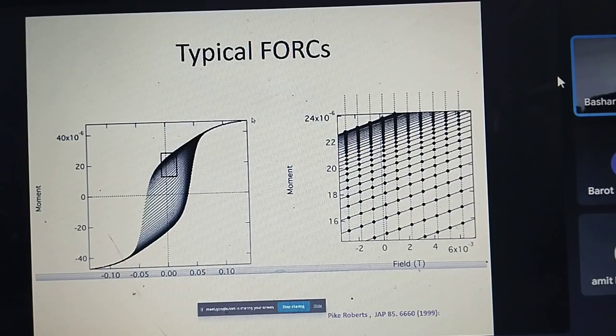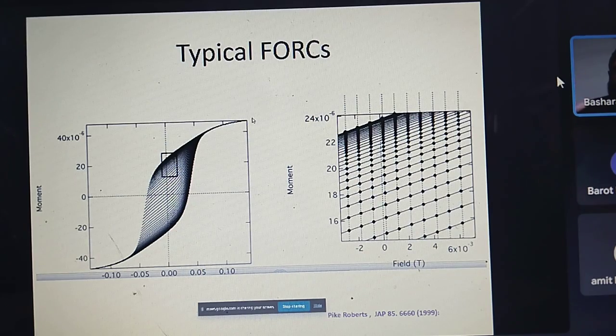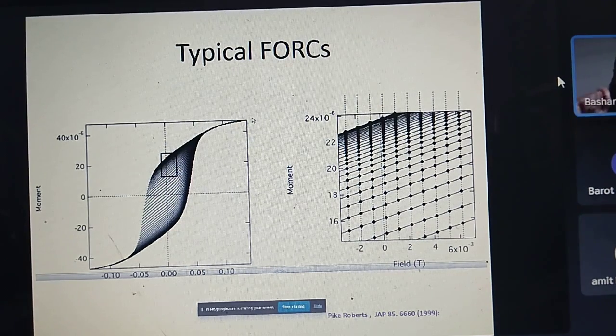The envelope of this is what's known as the major hysteresis loop. So why is it important? The major hysteresis loop only tells you about an average behavior of your system. But if you want to know what is happening microscopically, how the particles in the system are reversing their magnetic fields and how they are interacting with each other, then we have to repeat this experiment every time.